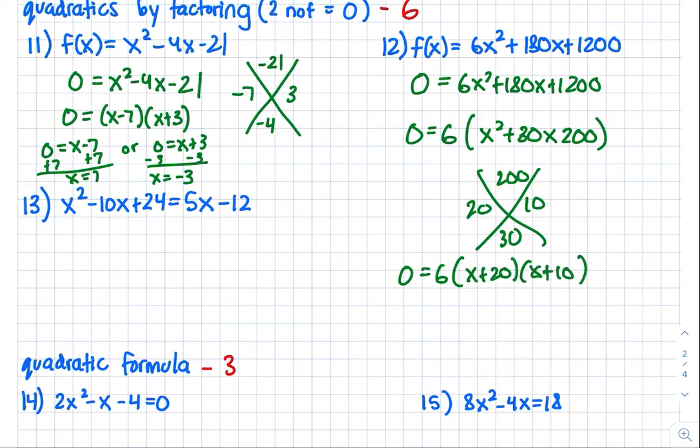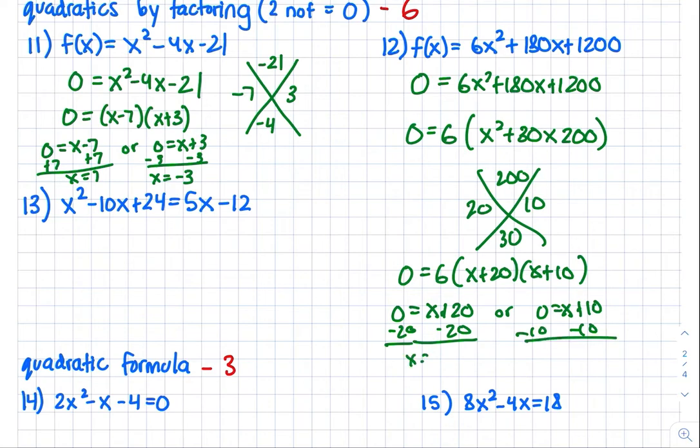Set both of those in parentheses equal to 0. So 0 is equal to x plus 20. Disregard the 6. And 0 is equal to x plus 10. Solve. So x is going to equal negative 20 or x is going to equal negative 10. And those are your two answers.